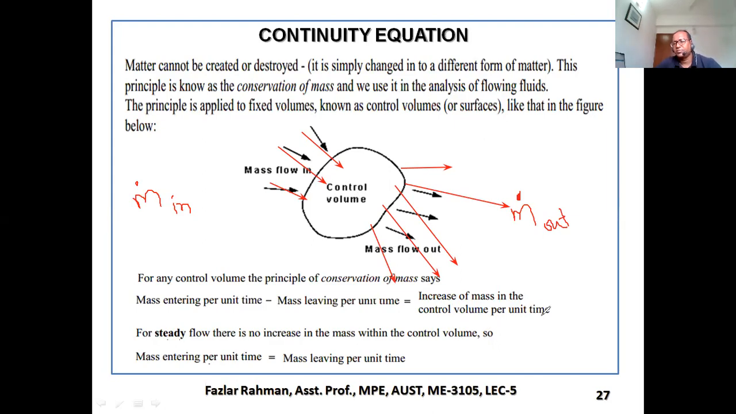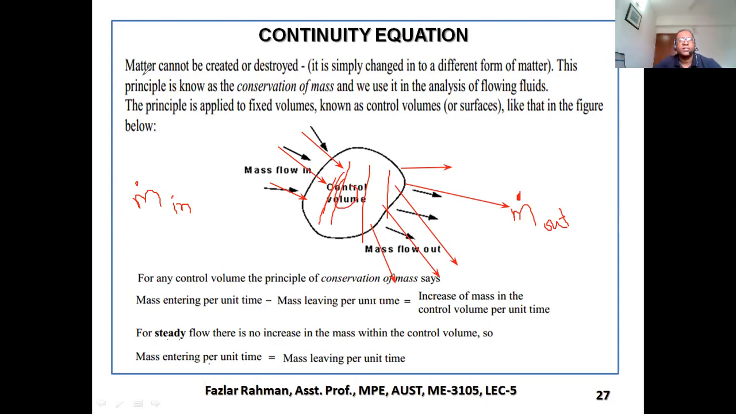And if it's steady flow, meaning the mass flow is not changing with respect to time, then what will happen? Inside the control volume, there will be no change of mass. The same amount of mass entering the control volume will also get out. That means your water tank will not be filled up, right? Though you are pushing some water in with the pump, you are releasing 2 liters per second or 5 kg per second, the same amount of water getting out from the water tank.